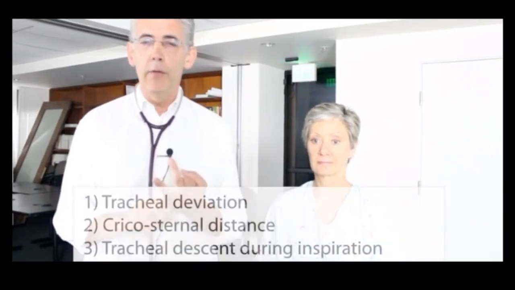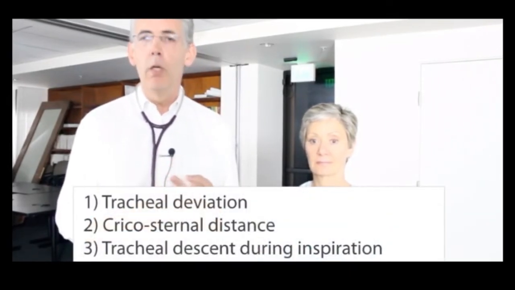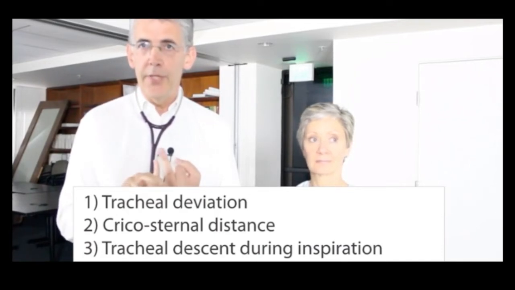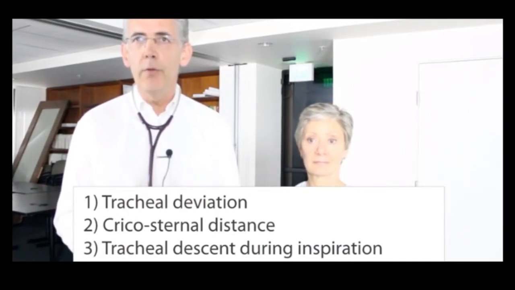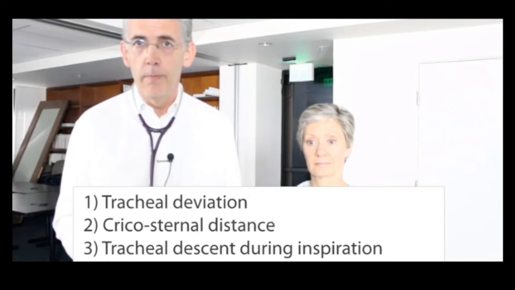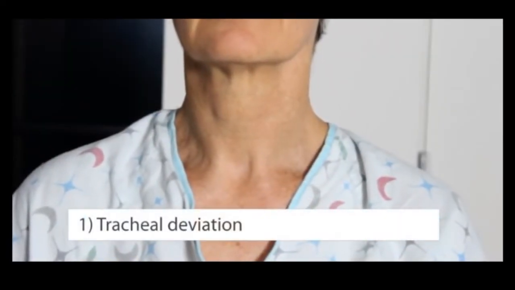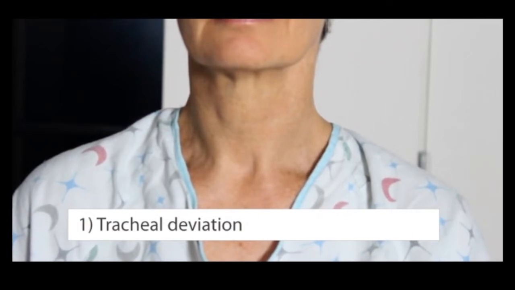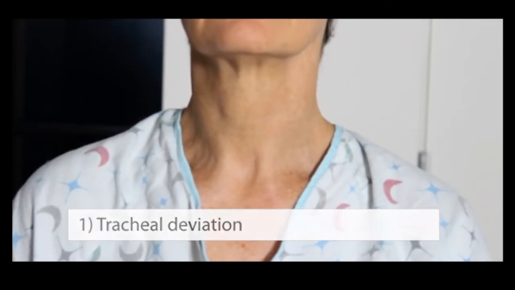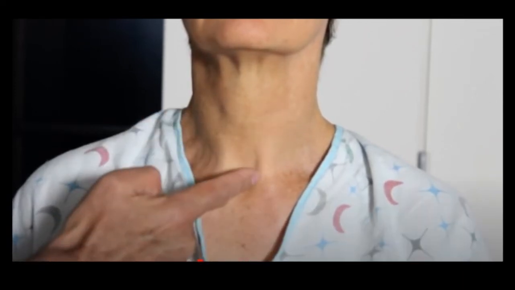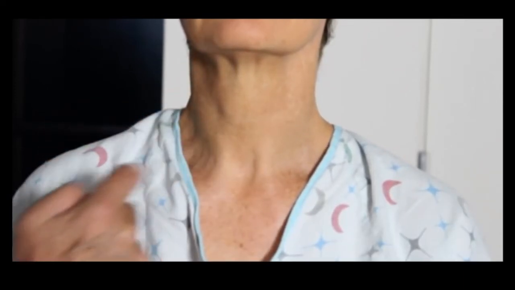So in order, the three signs we're going to look at today are tracheal deviation, the cricosternal distance, and tracheal descent on inspiration. I'm going to show you two different ways to assess whether or not the trachea is central or displaced. In both, we use the sternocleidomastoid muscle as a point of reference.